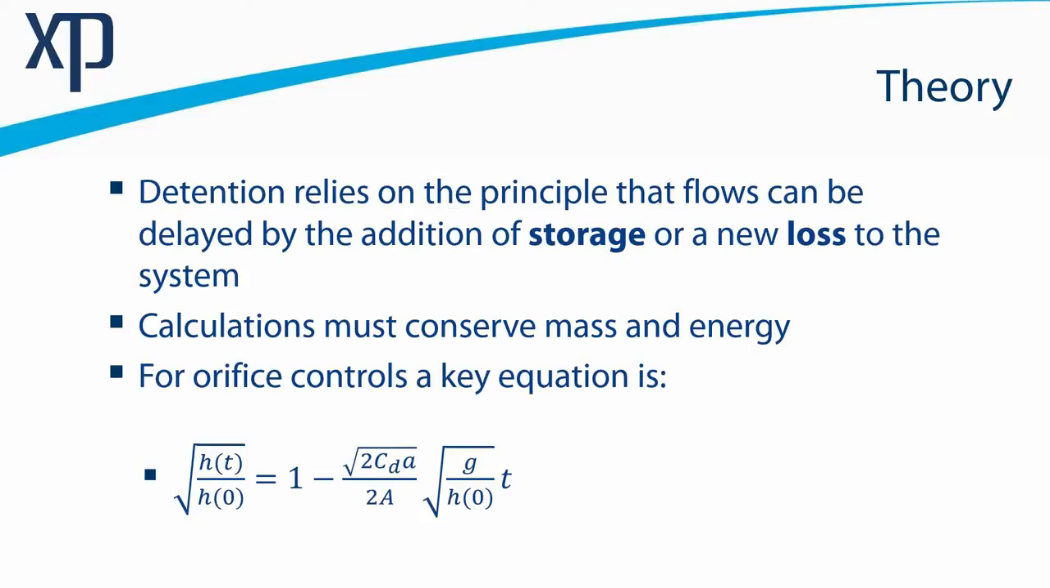For an orifice controlled outlet, this is one of the key equations, and the parameters in this particular equation relate to, obviously, A, the area, the cross section of the detention structure. H is the depth at any given time, CD is the coefficient of discharge for the given orifice, and T is time.